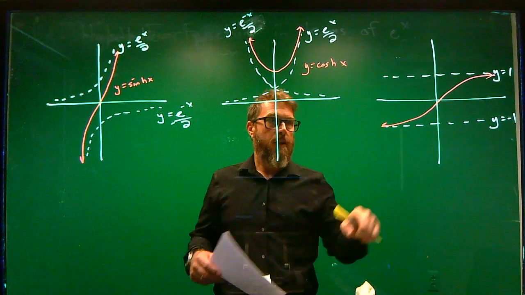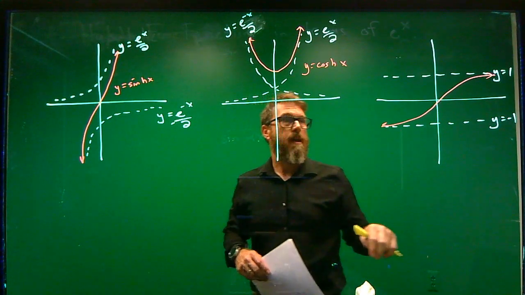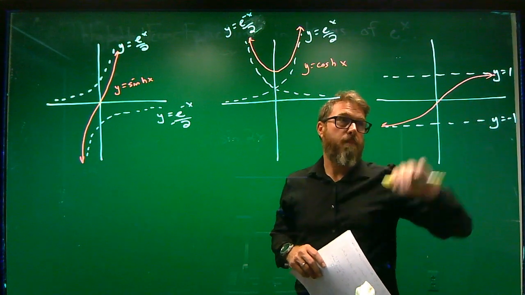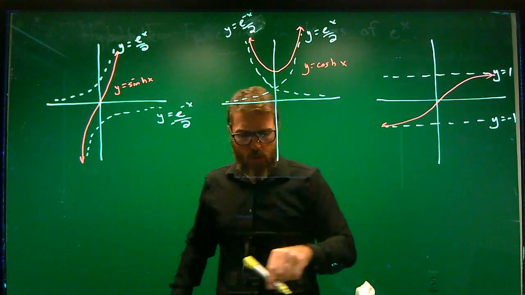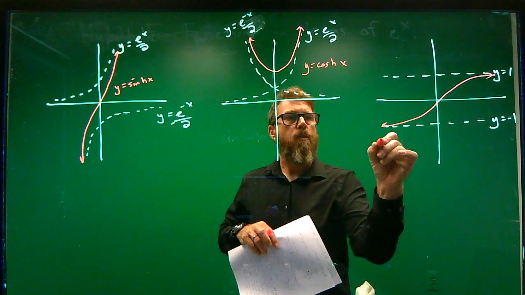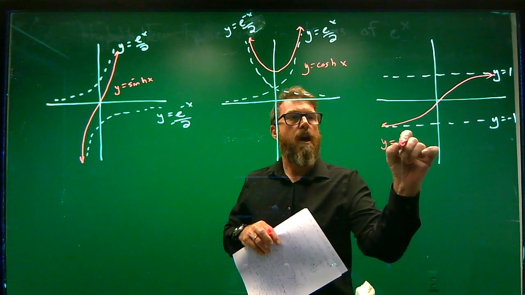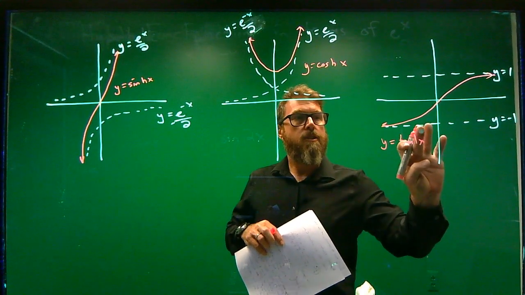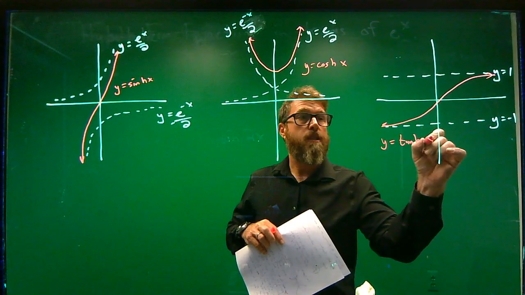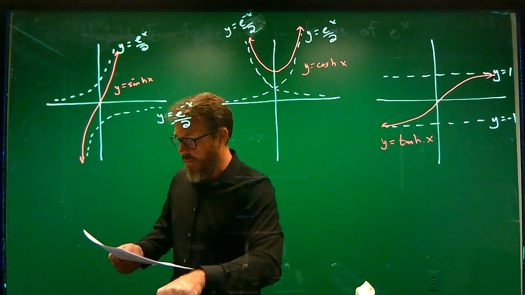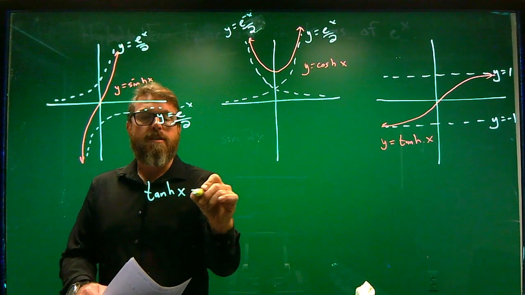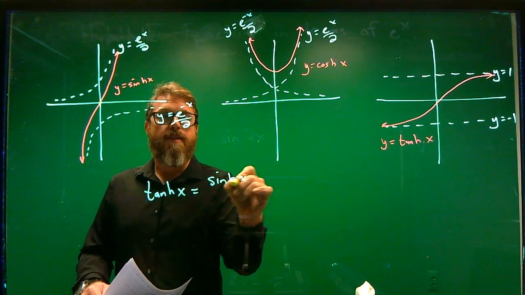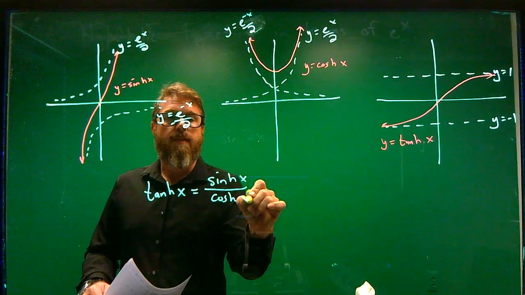The hyperbolic tangent is also going to be asymptotic or bounded by y equals 1 or y equals negative 1. So really what I wanted to show you is that the hyperbolic tangent, y equals the hyperbolic tangent, is defined as you would expect as the hyperbolic sine over the hyperbolic cosine. So the hyperbolic tangent of x is equal to the hyperbolic sine of x divided by the hyperbolic cosine of x.